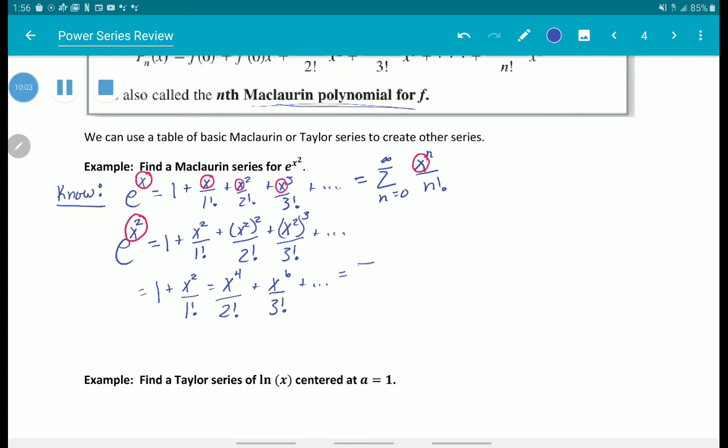So if we wanted to write that in terms of a summation, we have x squared to the n, replacing this x, over n factorial. And you can see what this series will look like. This is x to the 2n. Power to a power, we multiply the powers.